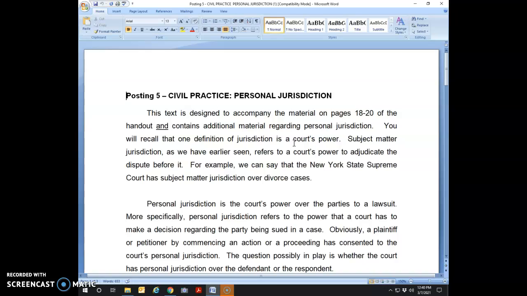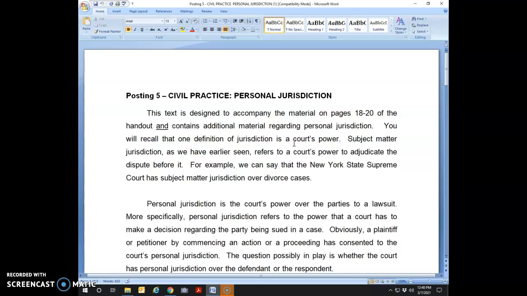Our assumption here is this. A lawsuit has been commenced, and we'll talk a little bit more about filing, but the summons and complaint, for example, have been properly filed. We're cool with the statute of limitations, and if there was a notice of claim period, we're okay with that. And the next thing that one has to consider is, will the court have personal jurisdiction over the defendant?